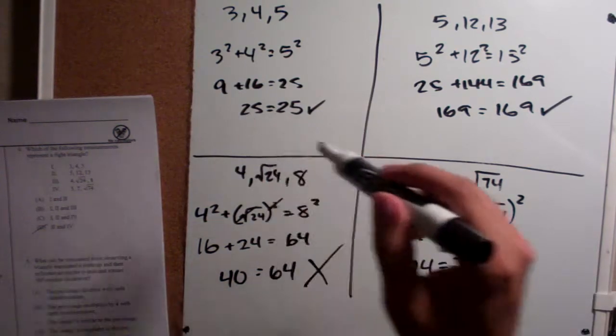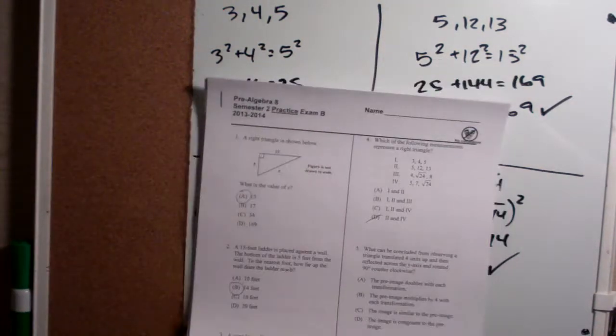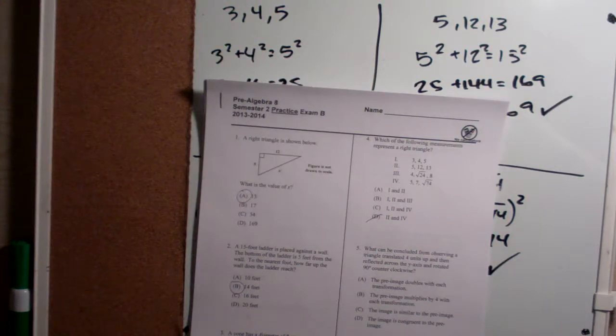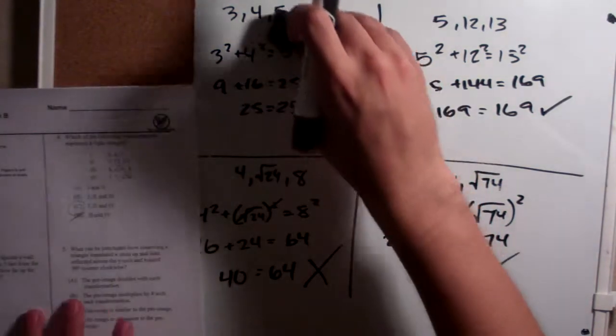So we know that 1, 2, and 4 are true. So with this, we're going to look at our answer choices, and 1, 2, and 4, that is letter C. Okay, that's our answer for this. Alright, moving on to the next one.